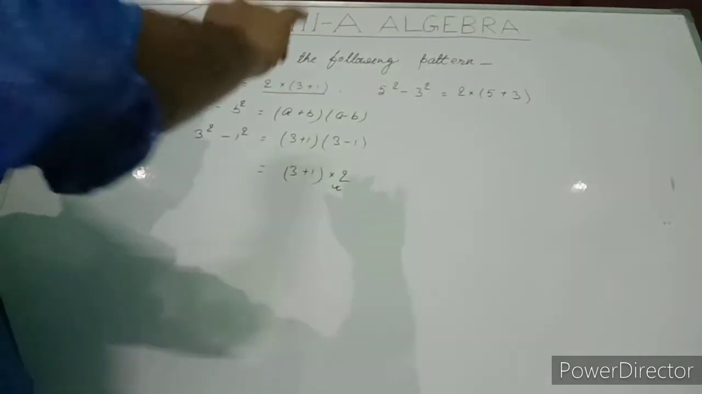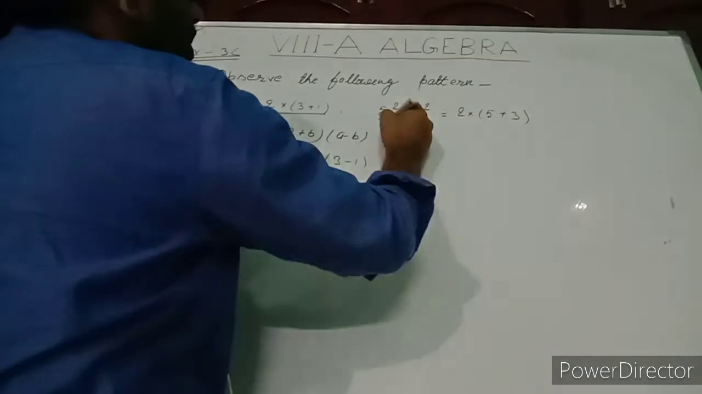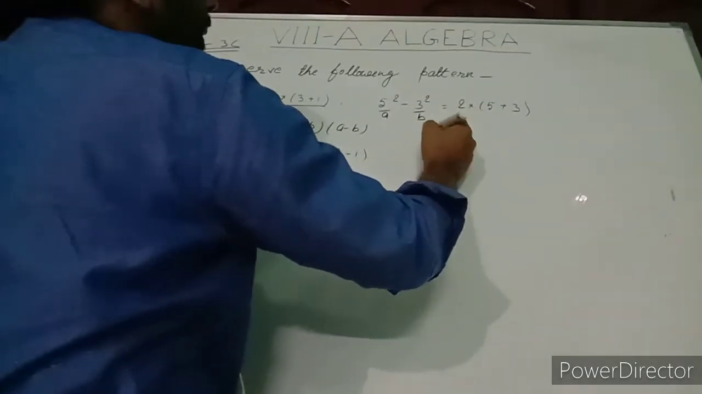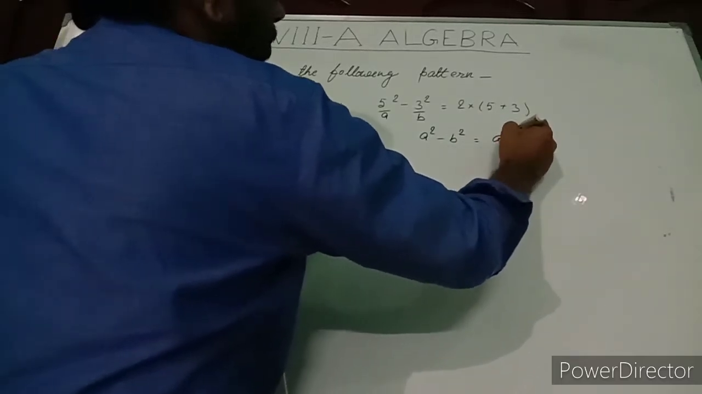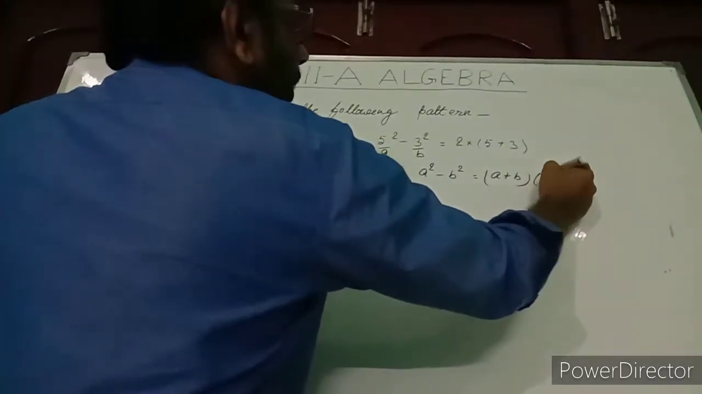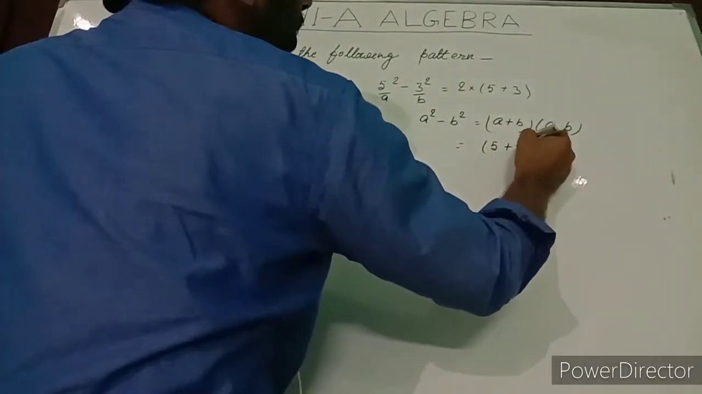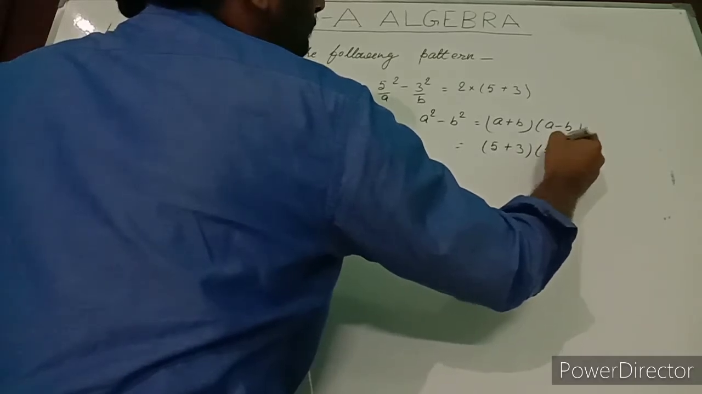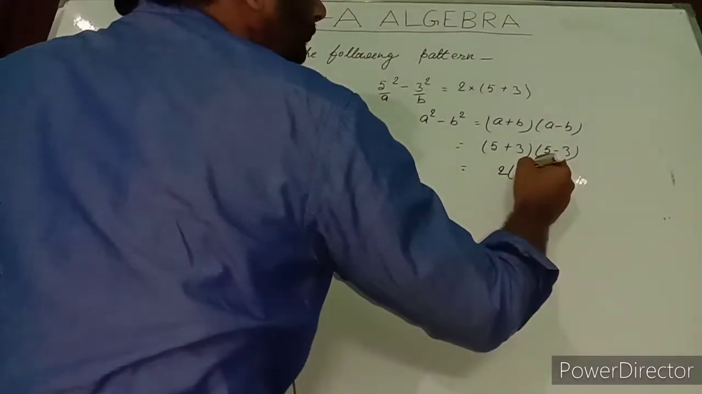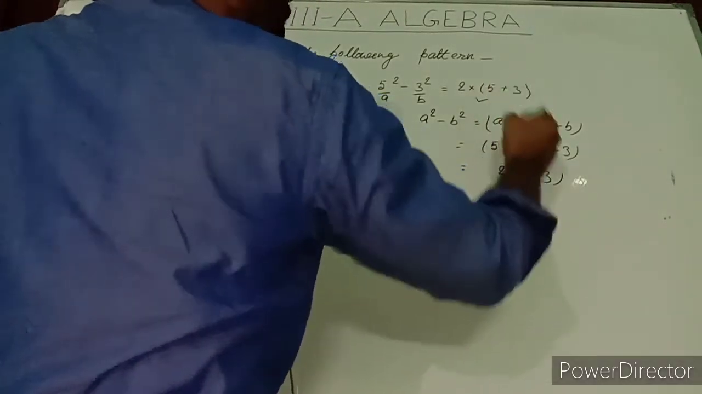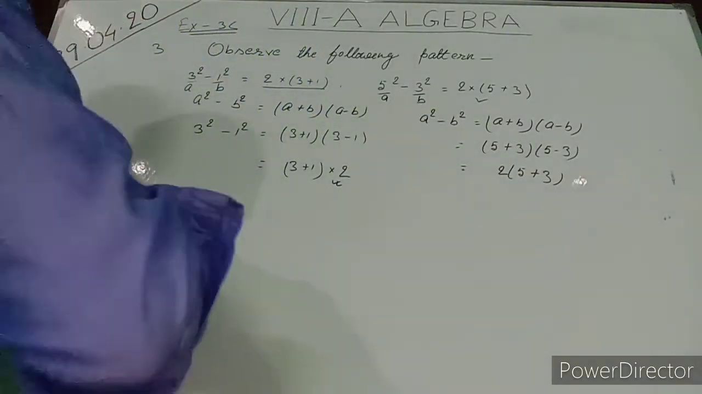This observation is based on this formula. Similarly, this is also based on the same. Here a is 5, b is 3. This is also in the form of a square minus b square equal to a plus b into a minus b. So a plus b became 5 plus 3, into a minus b, which is 5 minus 3. So what are we saying? 5 minus 3, 2, into 5 plus 3. So you got this from here. And when you calculate, that answer will come out. Let us see the question now.